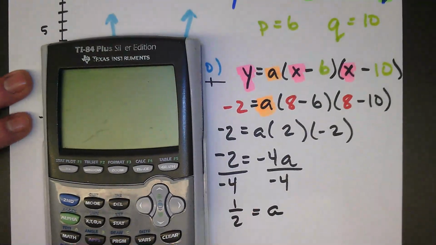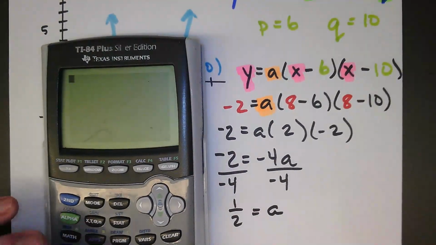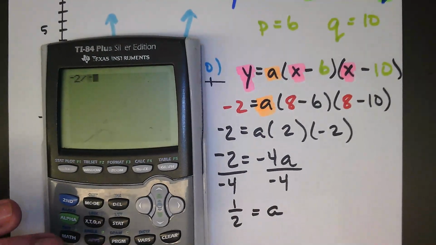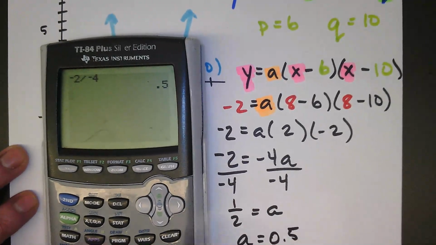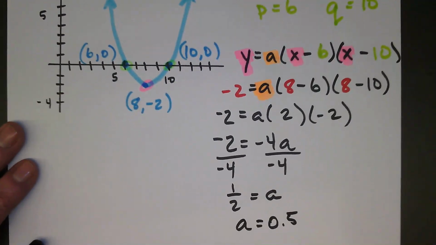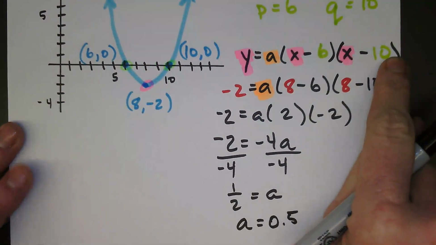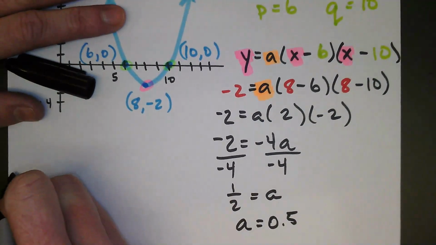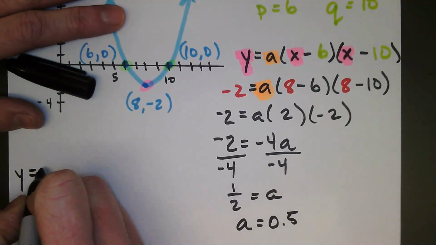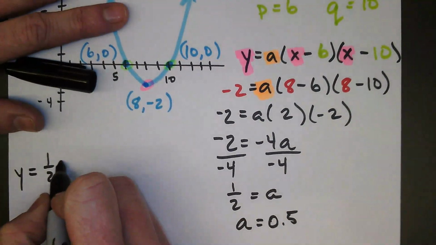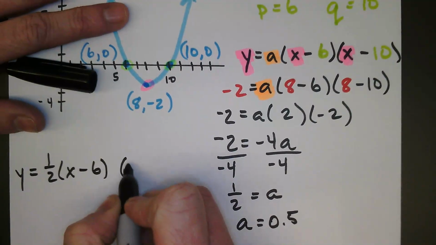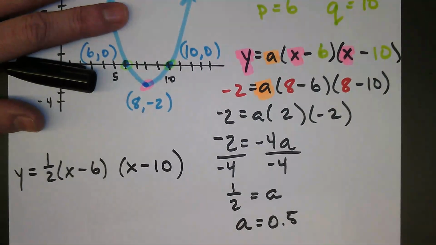You could, of course, plug that into your calculator. We could do -2 divided by -4, get the decimal 0.5. Either of them are fine. But that's what we need to write this thing in there. We got the p value and the q value already substituted in. So I can do y is equal to my a value. I'll do it as a fraction, 1/2. And then we'll do x minus 6 times x minus 10.